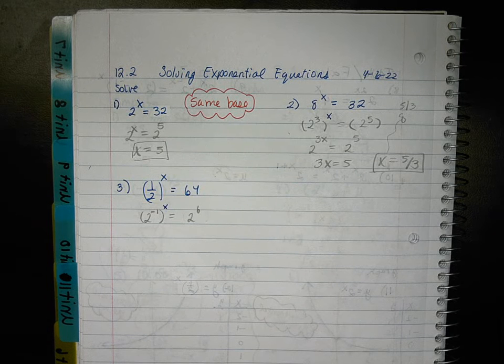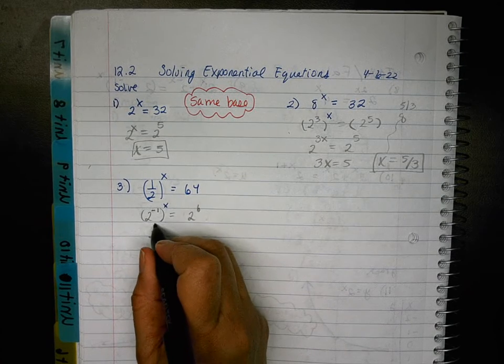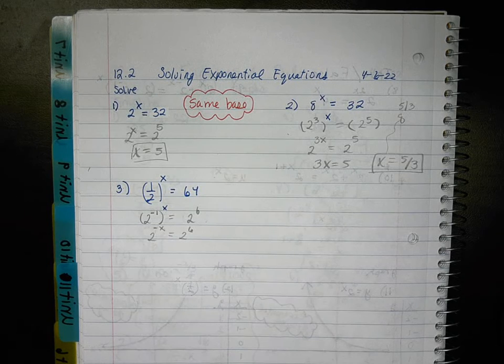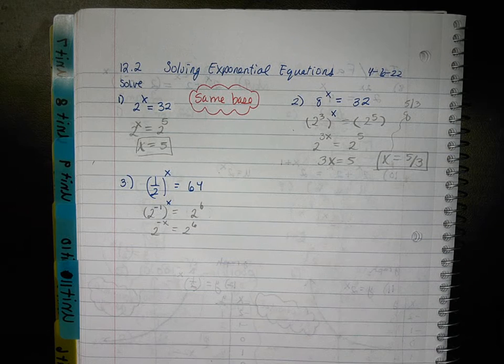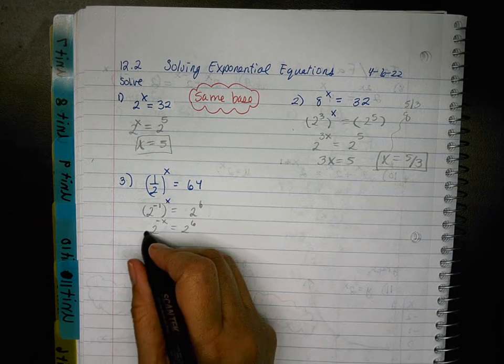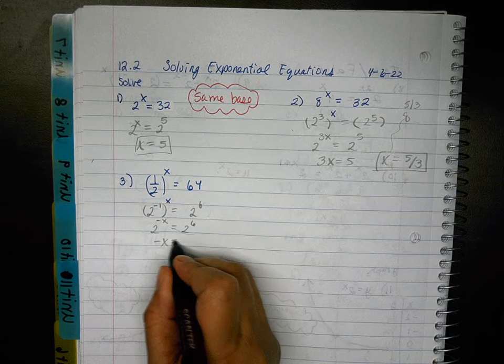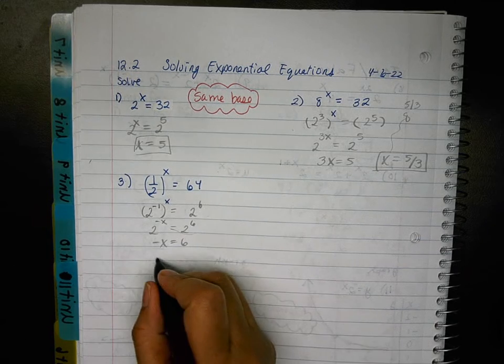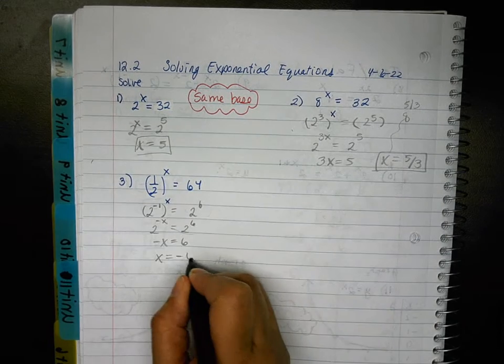Got it? Okay. So I have 2 raised to the -x equals 2 raised to the 6th. I got it down to one base on each side that is the same. I can drop them. -x equals 6. Divide each side. What does x equal? -6. Was there a question?